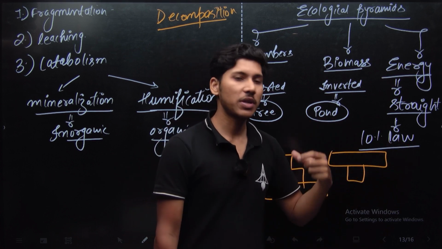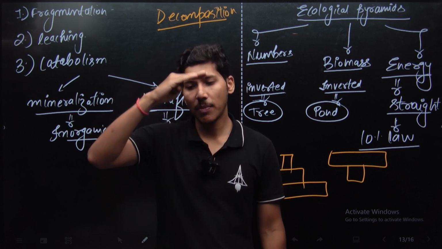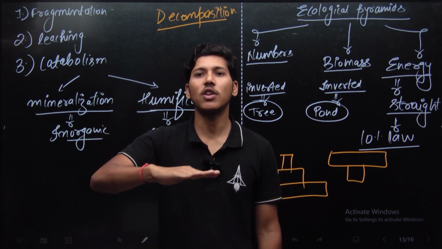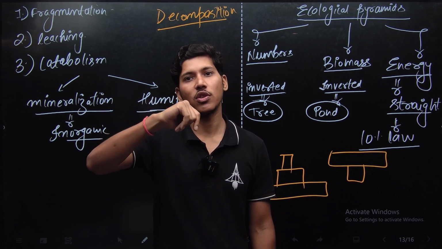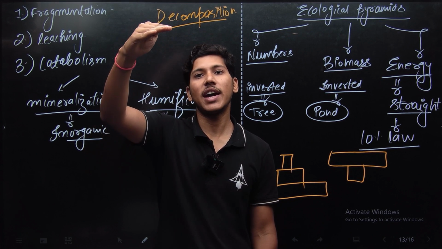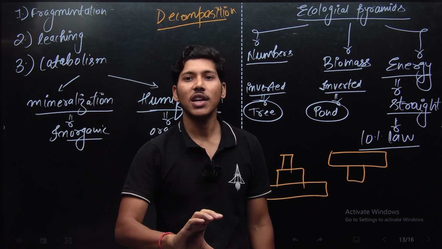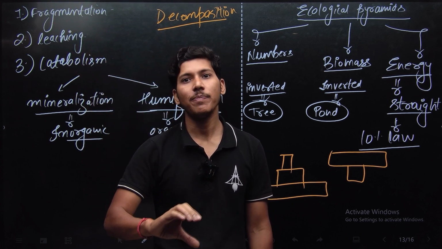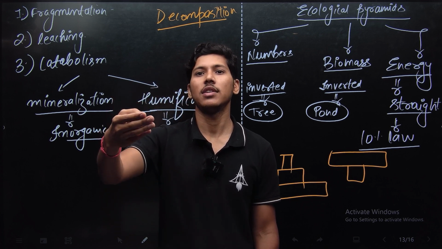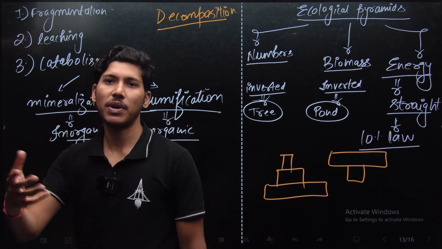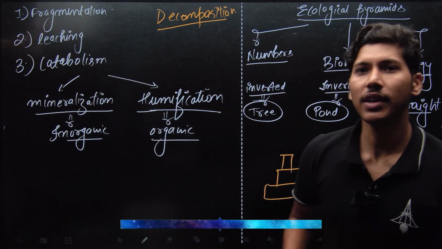Because of this 10% law. We know from the 10% law that of the energy present in the lower trophic level, only 10% of that energy is transferred to the next trophic level, and only 10% of that is transferred to the further next trophic level. So that's why the lowest trophic level will have the largest energy, followed by the subsequent upper one, followed by the further upper trophic levels. Okay, clear? Let's move ahead.